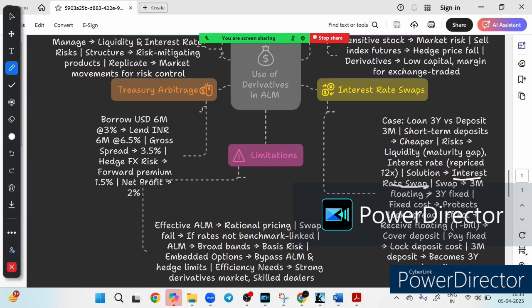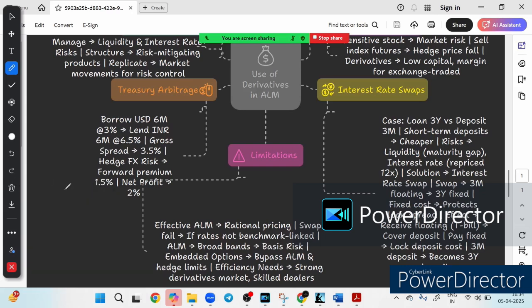This is the solution. I have just shown you the problem, that yes, we have to reprice the deposit 12 times, and obviously it is exposed to the interest rate risk. What is the solution? You use an interest rate swap. What you do, you convert the floating rate 3 month to fixed rate 3 year. This is how you should use a swap. What you did, you converted the 3 month deposit which is floating to a 3 year fixed, right?